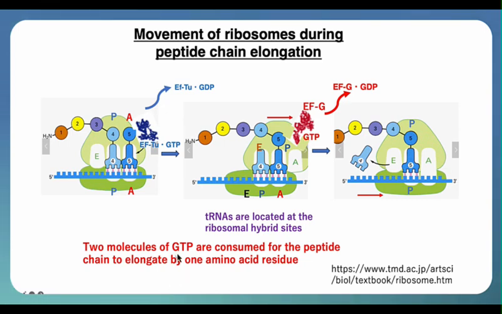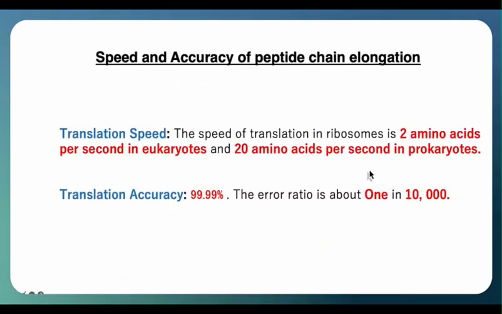A total of 2 GTP molecules are consumed, one from EF-Tu GTP and one from EF-G GTP. In addition to this, the energy stored in the aminoacyl bond is also consumed. The elongation rate of peptide chains is approximately 2 amino acid residues per second in eukaryotes, while in prokaryotes, it's much faster at about 20 amino acid residues per second. The error rate is low, with about 1 error per 10,000 amino acids added, regardless of whether it's a eukaryote or prokaryote. This translates to an accuracy of 99.99%.